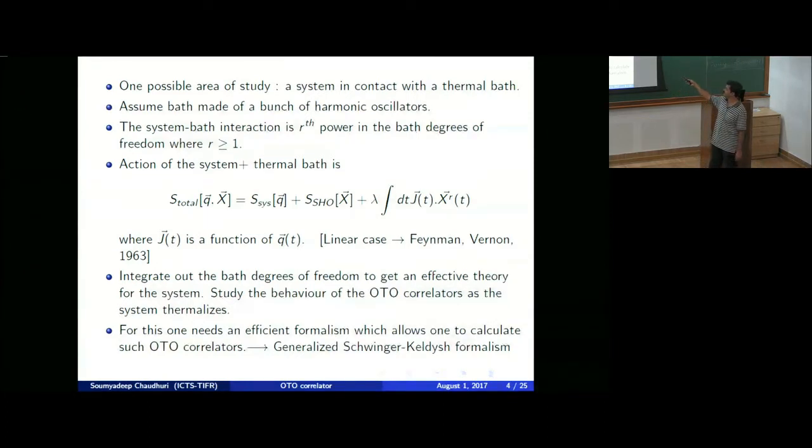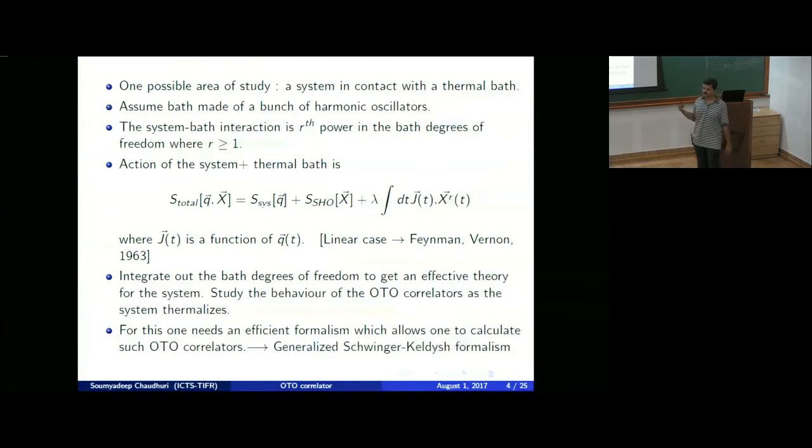And here J(t) is a function of Q, where Q denotes the degree of freedom of the system in which we are interested, and X are the degrees of freedom of the simple harmonic oscillators, and this J(t) gets coupled to these x to the power r coordinates. I'm giving this arrow because there can be more than one. Since we have a bunch of harmonic oscillators, collectively I'm denoting all the coordinates by this vector, and this q are also the coordinates of the system. So J(t) is a function of Q(t), and the coupling constant is lambda.